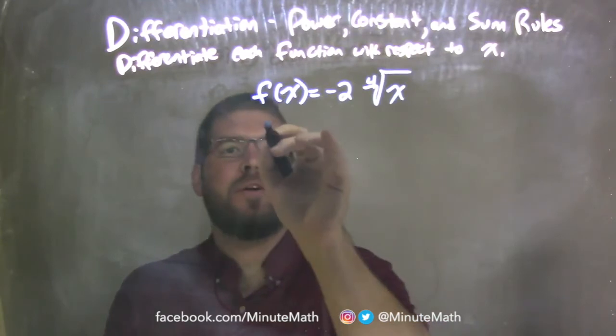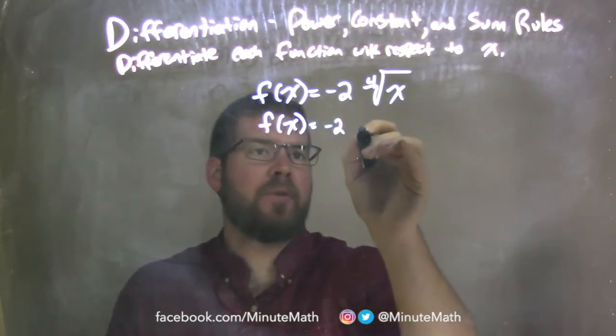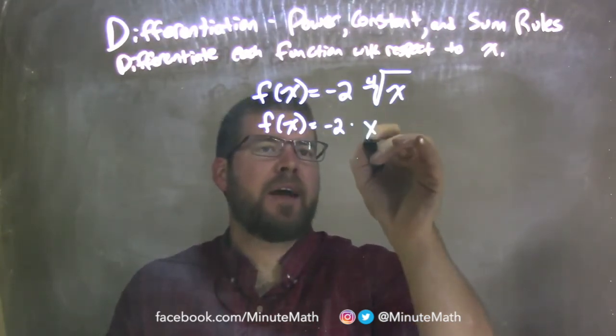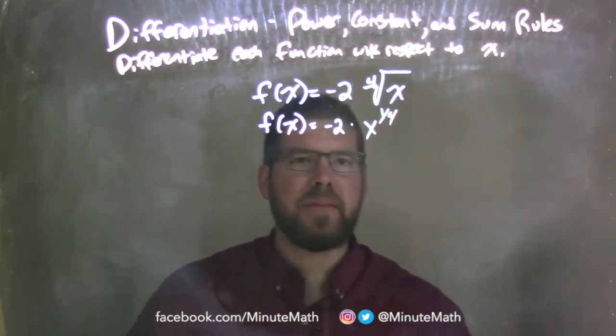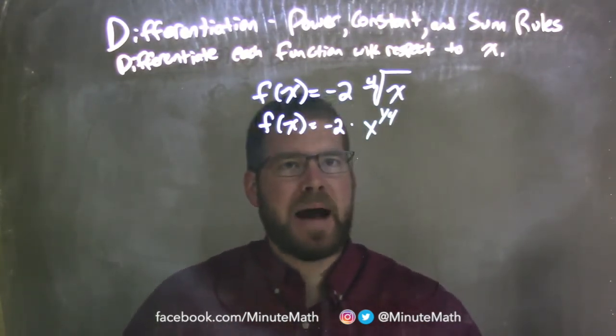So my first step here, I'm going to rewrite this function. I haven't taken the derivative yet, but I'm going to write this as negative 2 times, instead of the 4th root of x, x to the 1/4 power. And we know they mean the same thing. Okay? So now from here, I can apply the power rule.